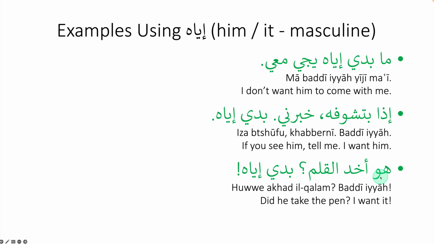For example, هو أخذ القلم, بدي إياه. هو أخذ القلم, he took the pen. بدي إياه, I wanted it. So there you're being very emphatic, being like you've got a strong sentence there.